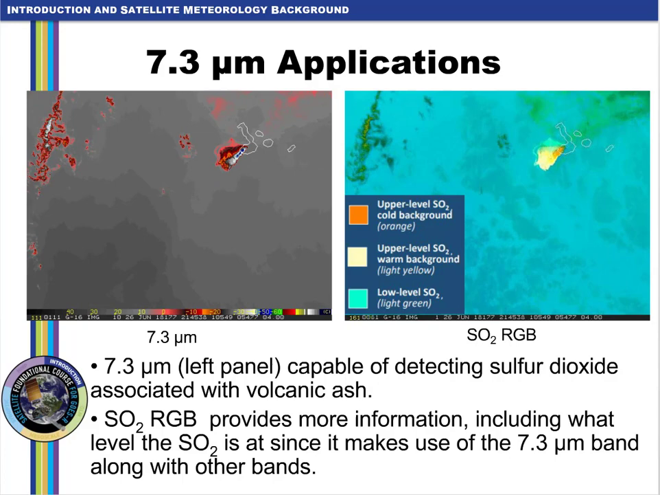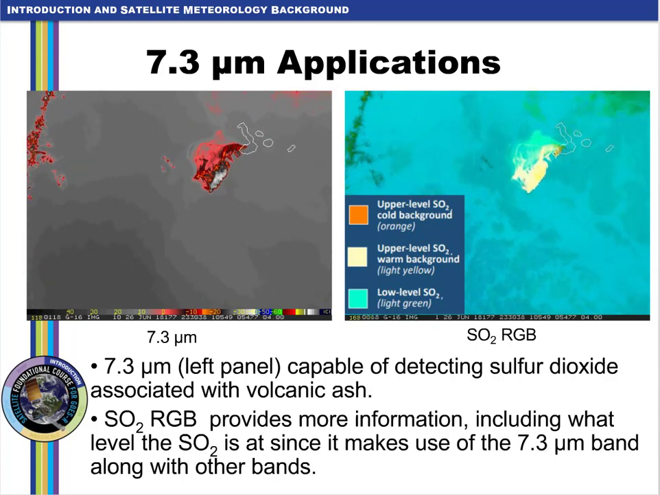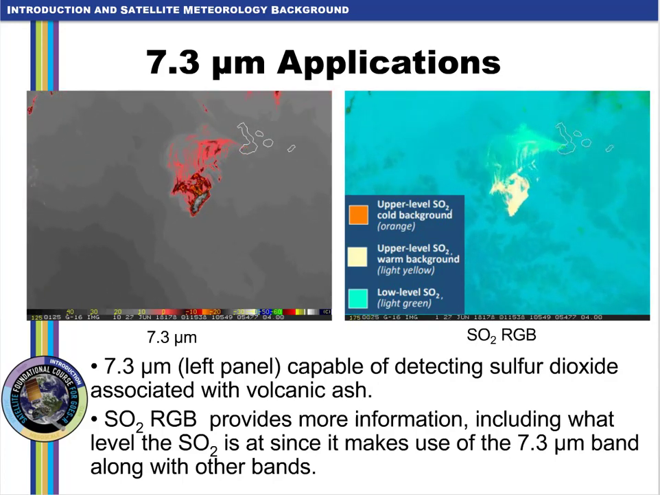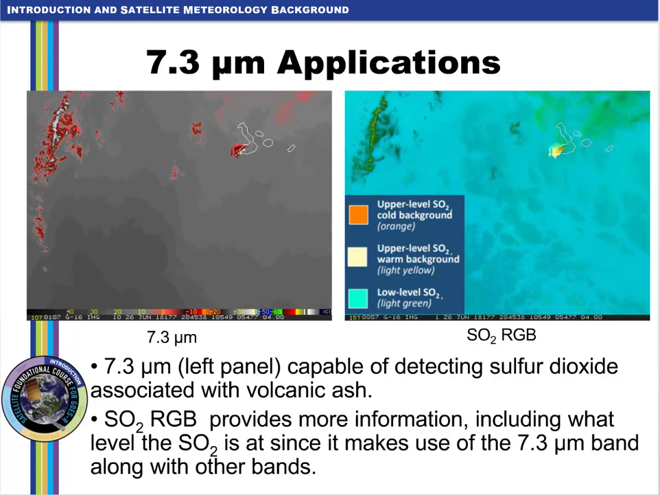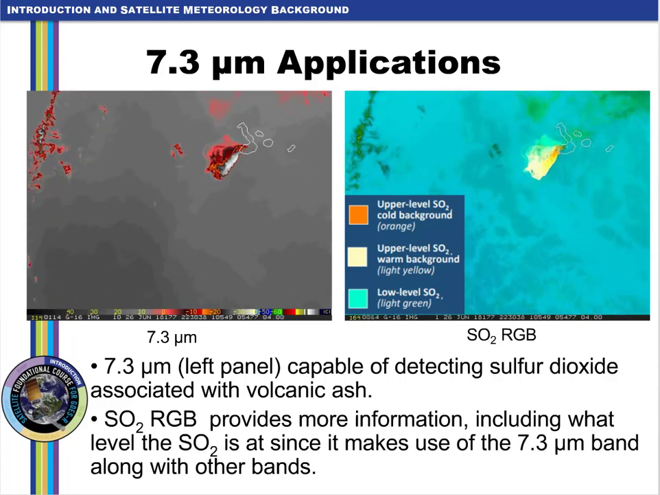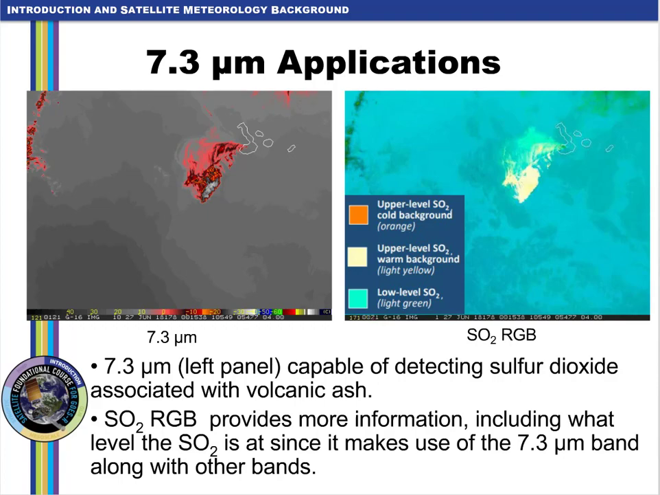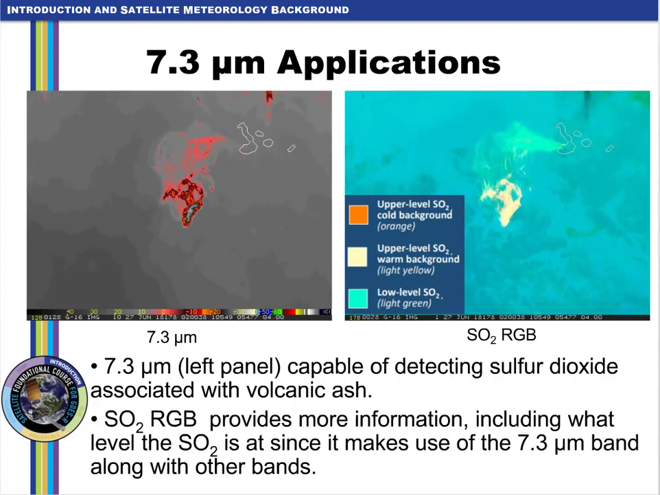For now, we'll discuss the importance of the 7.3 micron band in detection of sulfur dioxide during volcanic eruptions. The 7.3 micron band is the only ABI water vapor band capable of detecting sulfur dioxide.